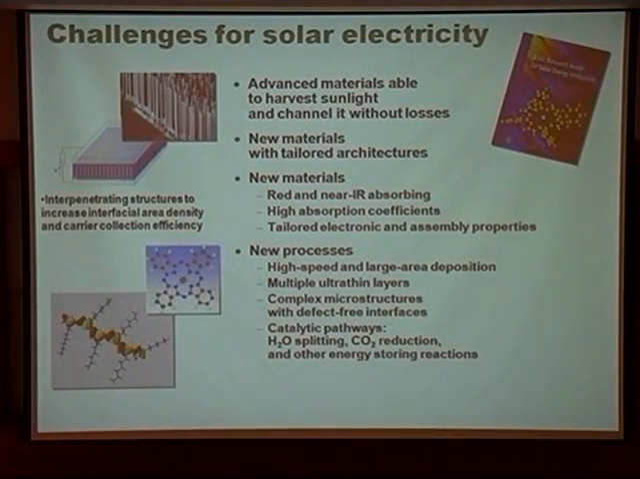Where we have to be is we have to get sunlight and channel it without losses. So, looking at materials with new tailored architectures, looking at materials that have a broad absorption over the entire solar range. Right now it's very hard to get things in the infrared and areas like that, to take advantage of all the different wavelengths that are in the solar spectrum. And then looking at new processes for making these materials in thin layers, with defect-free interfaces and catalytic pathways.